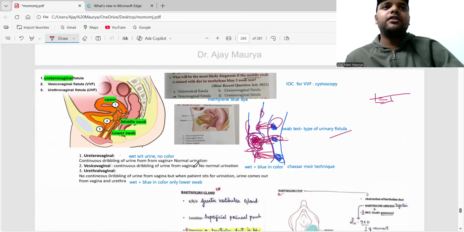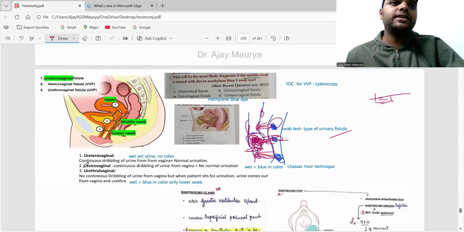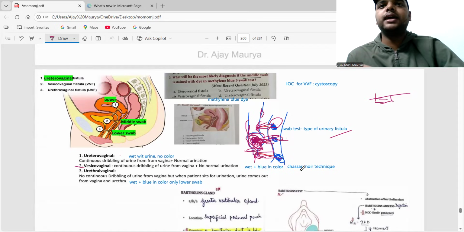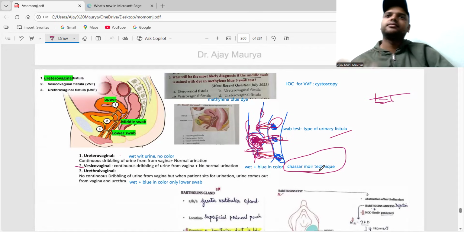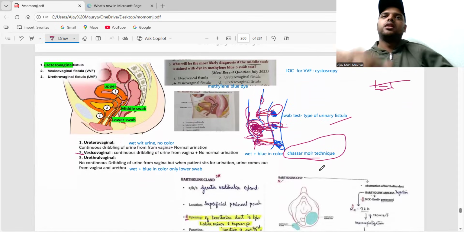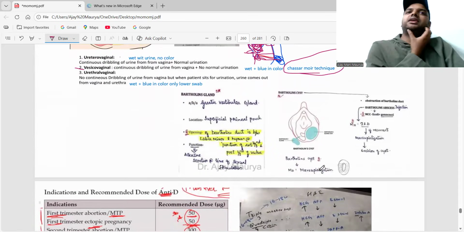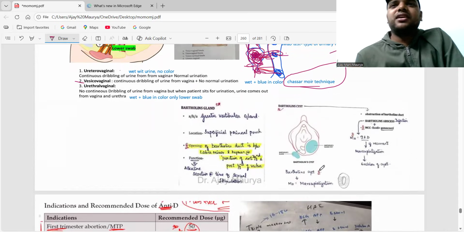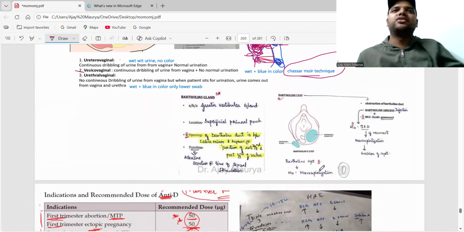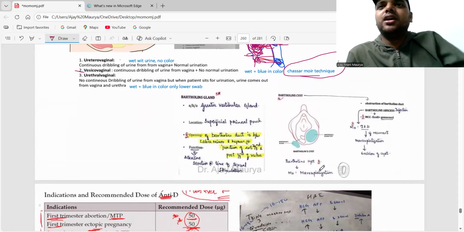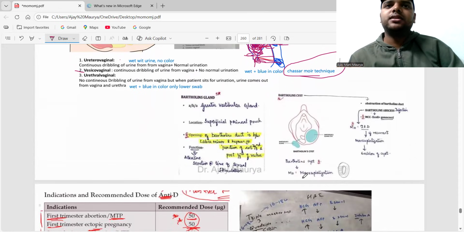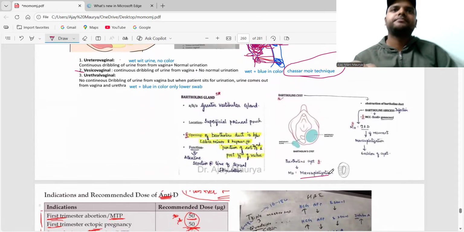Remember one thing, for the VVF, vesicovaginal fistula, you have to do the Chaser Moyer technique. Okay, Chaser Moyer technique. But Bartholin's glands, I think everyone knows this one. What is for the Bartholin's cyst? You have to do the marsupialization, which is the treatment of choice.